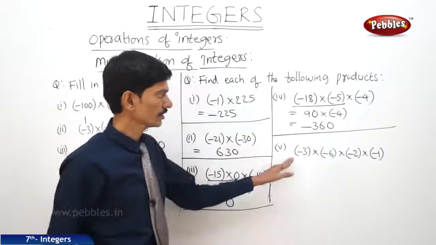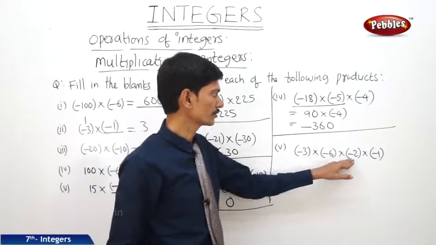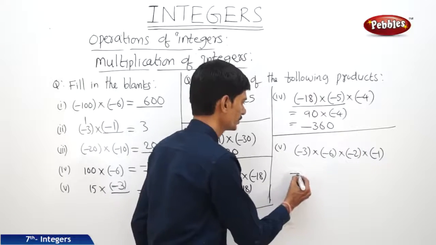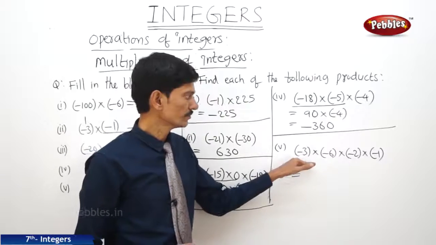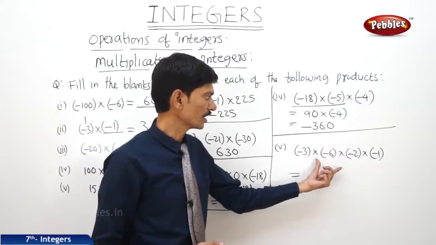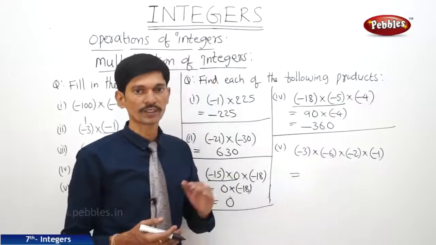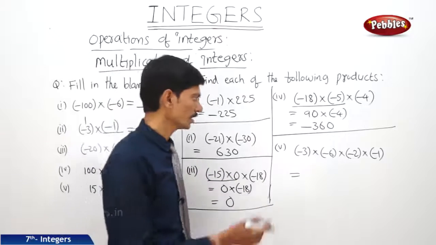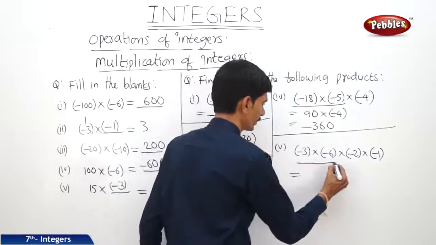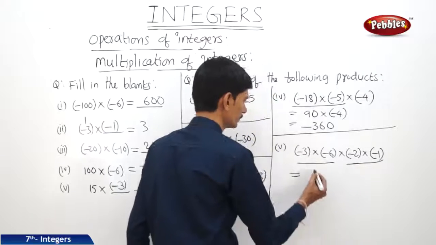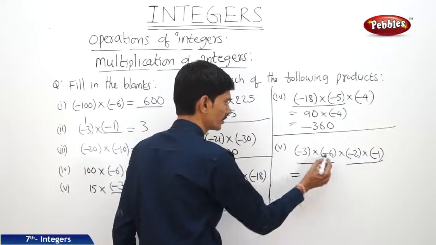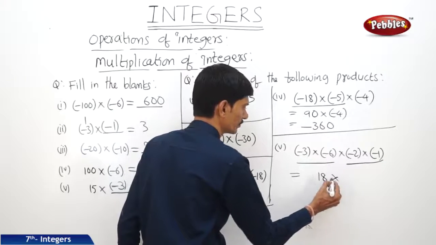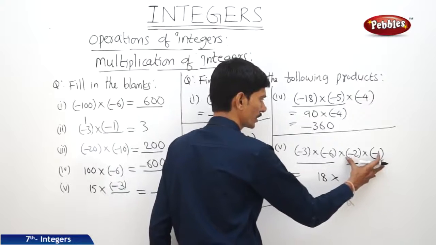Now minus 3 into minus 6 into minus 2 into minus 1. This is the multiplication of four negative integers. When the number of integers being multiplied is even, the product is always a positive integer. Or you can multiply the first two integers and the last two integers. When you multiply the first two negative integers, the product is a positive integer, 3 6s are 18, into, again the last two integers are also negative integers.